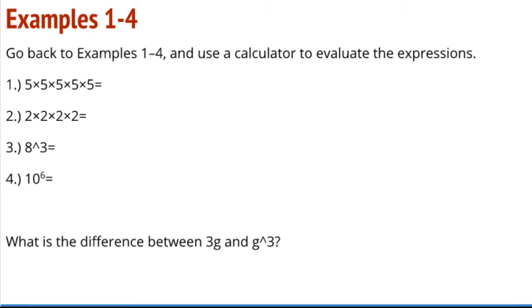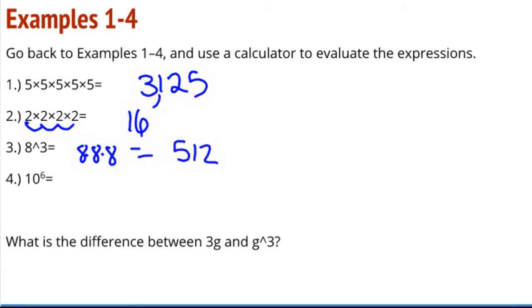1, 2, 3, 4, 5 of them gives me 3,125. And then 2 to the 4th, 2 times 2 is 4, times 2 is 8, times 2 more is 16. 8 times 8 times 8, 8 times 8 is 64, 64 times 8 gives 512. And 10 to the 6th, I'm going to think of that as 1 with 6 zeros.